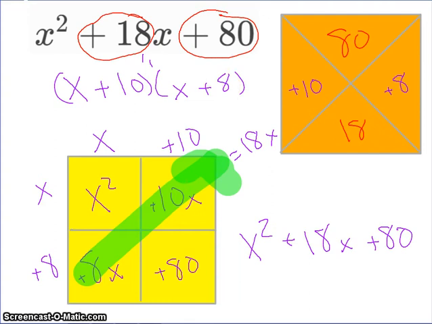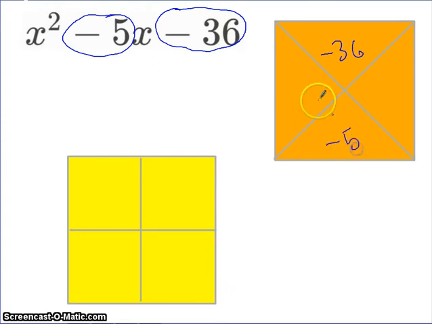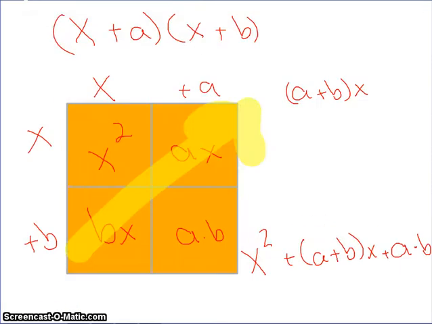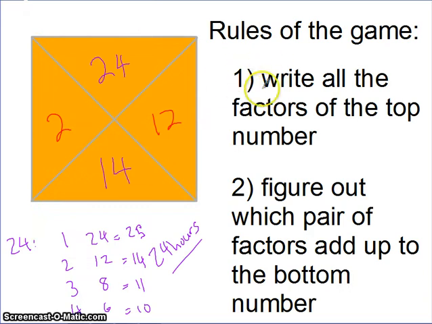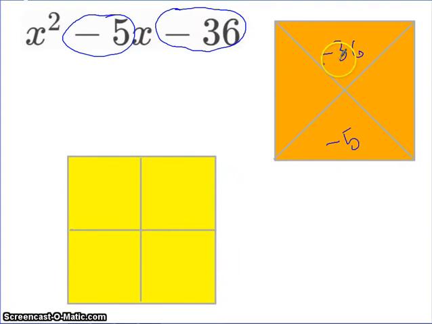All right, just like in the last couple of assignments, hopefully as we get through these, let's just practice that makes it seem more familiar. So I'm going to multiply to get negative 36, and I'm going to add to make negative 5. So what two numbers will do that? Well, let's remember the rules of the game. Number one, write all the factors of the top number, all the ways to multiply to make the top number. And then number two, figure out which pair of factors would add up to make the bottom number that you want. All right, so let's do that with 36.